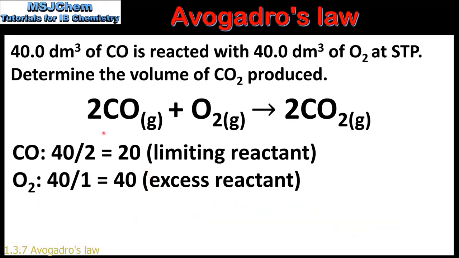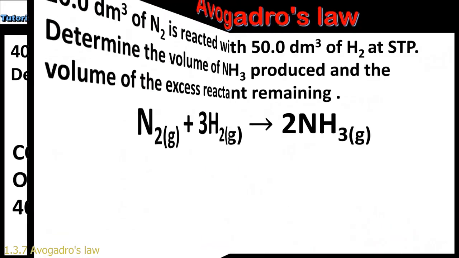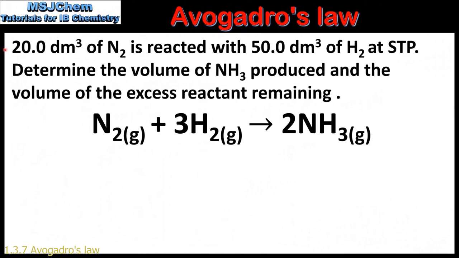If we look at the coefficients in the balanced equation, we can see that 2 moles of carbon monoxide will produce 2 moles of carbon dioxide. So 40 cubic decimeters of carbon monoxide will produce the same volume, which is 40 cubic decimeters of carbon dioxide. In our next example, we have 20 cubic decimeters of nitrogen reacting with 50 cubic decimeters of hydrogen at STP. Determine the volume of ammonia produced and the volume of the excess reactant remaining.